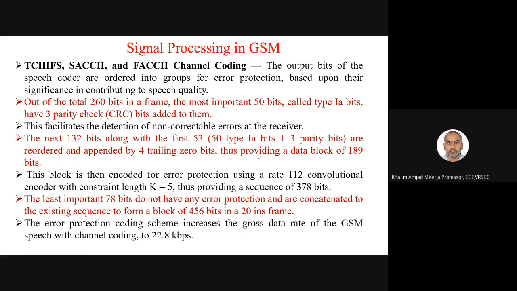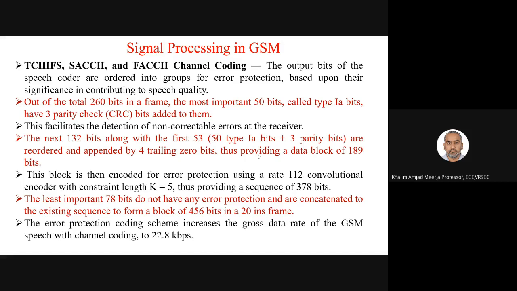First, the most important 50 bits. If those bits are lost, you cannot recover what is inside. Those most important 50 bits are called IA bits and have three parity check CRC bits added to them. If these are lost, you cannot recover the conversation. The three CRC parity bits on those 50 bits facilitate the detection of non-correctable errors. You cannot correct them, but you can detect them at the receiver.